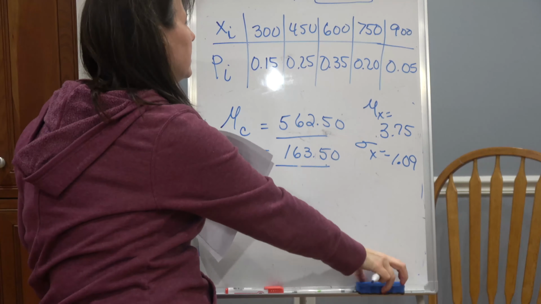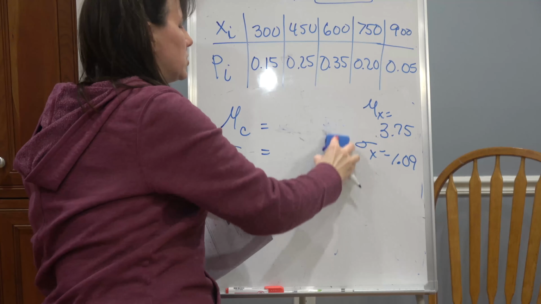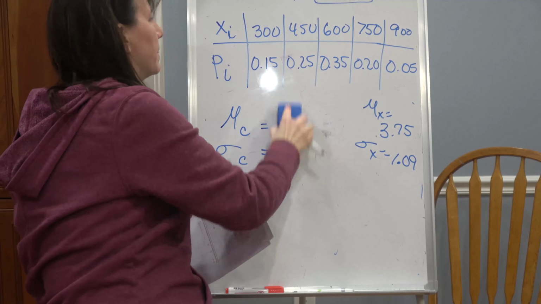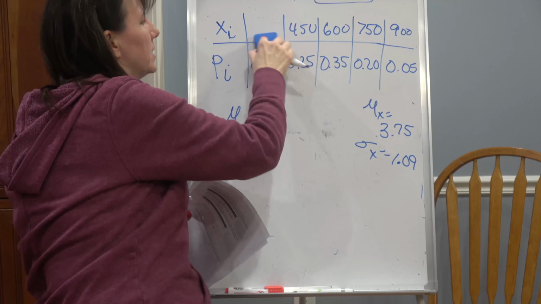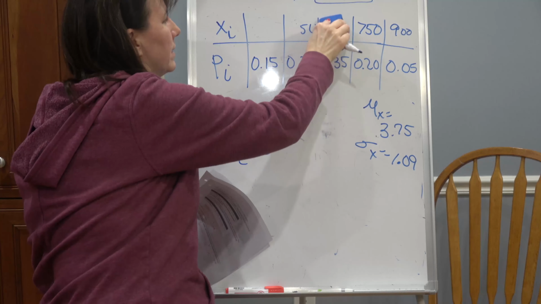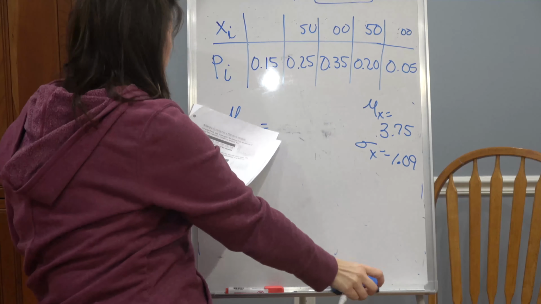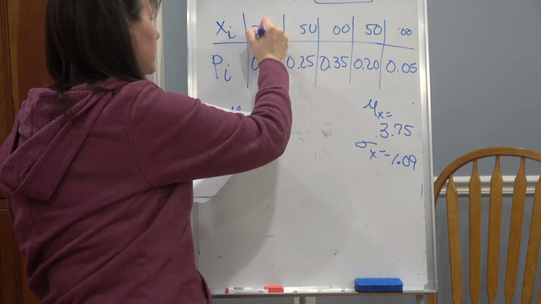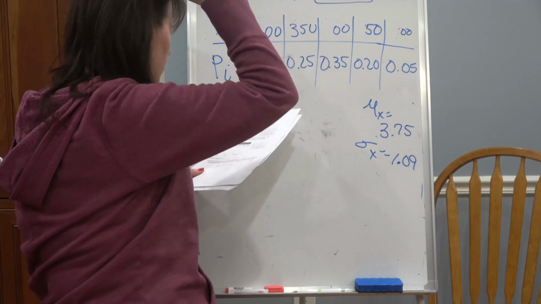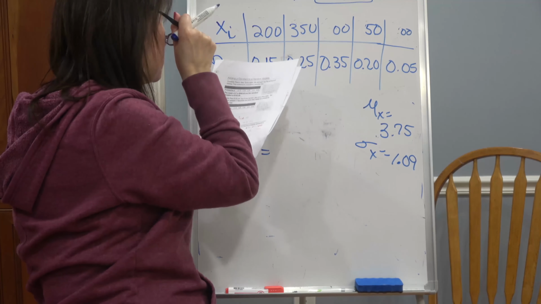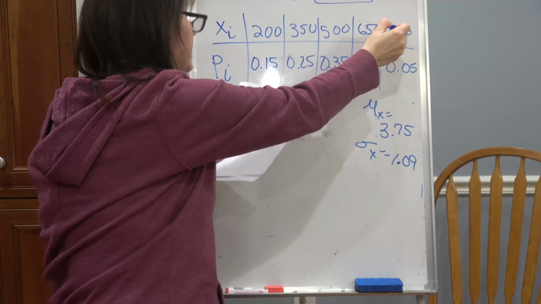try it out. Right, so once again, the only thing that we are changing is the x value. So each x value now is being decreased by $100. So we got 200, 350, 500, 650, and 800.